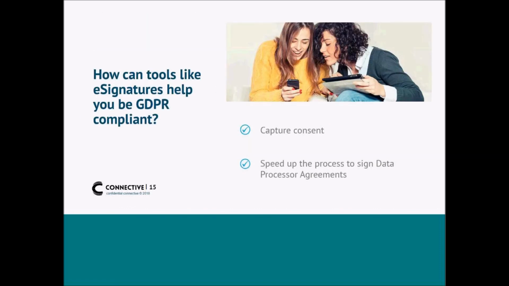GDPR clearly clarifies strict requirements for obtaining consent to process and use individuals' data. Consent must be specific, informed, unambiguous, freely given, and documented. Our Connective eSignature provides a secure, auditable, and easy-to-use solution for compliance with these GDPR consent requirements via multiple signing methods. There's no question about the integrity of the consent, the explicitness, and it's completely unambiguous.